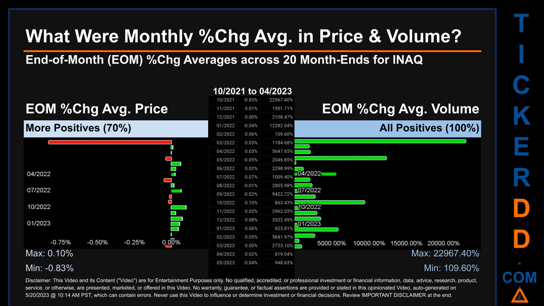Price saw an end-of-month max of 0.10% in average percentage change along with a minimum of -0.83%. For volume, the maximum and the minimum monthly percentage change were respectively 22,967.40% and 109.60%.